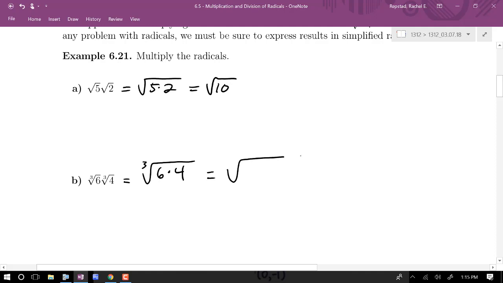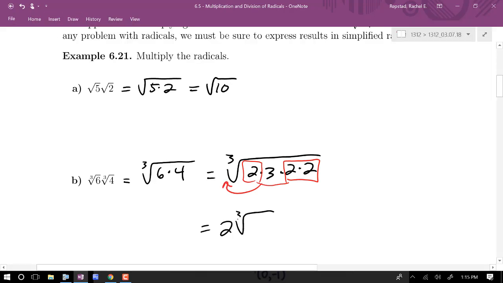So 6 is 2 times 3 and 4 is 2 times 2. So as it turns out, I've got 3 2's, so that means they turn into a single factor of 2 outside times the cube root of 3. So what we see here is when we're multiplying, the cube root of 6 and the cube root of 4 independently are already reduced, right? There were no groups of 3 of the same factor that we could use to simplify each of these, but of course when we multiply them, sometimes we see that a group of 3 emerges.